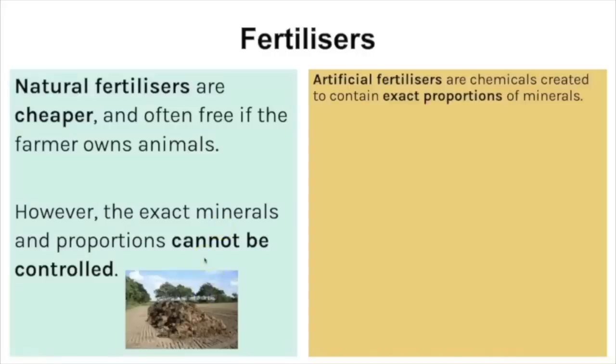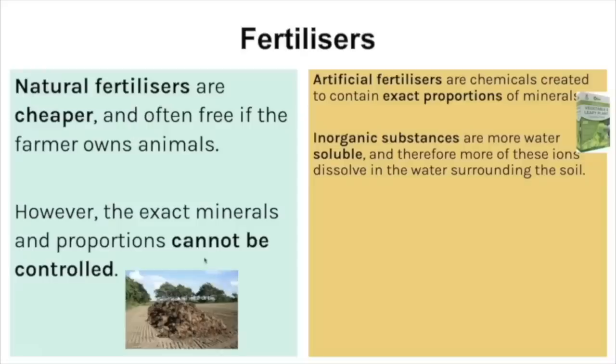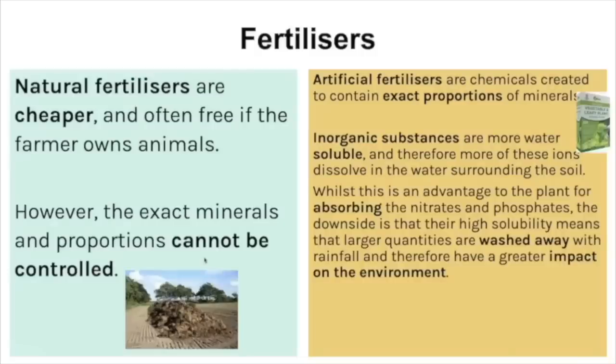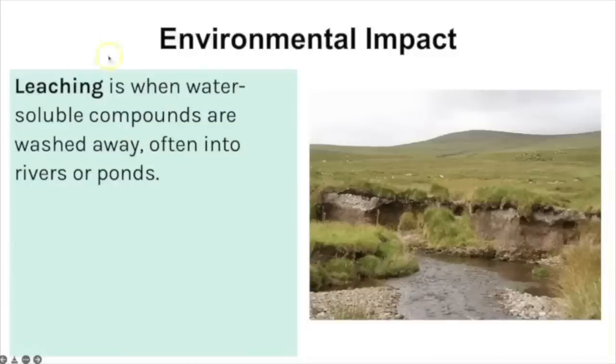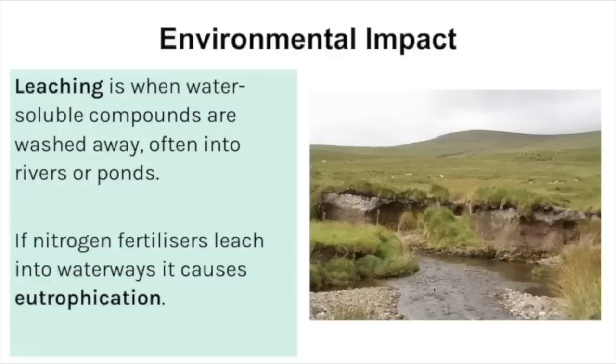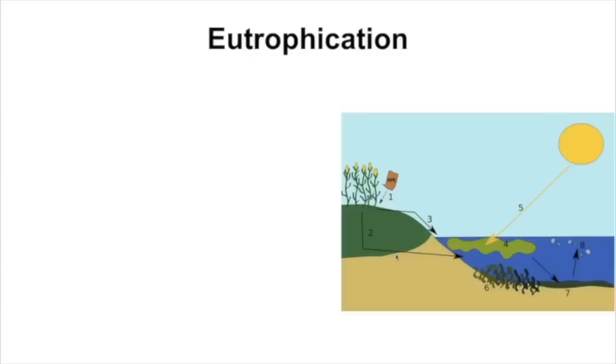Artificial fertilizers, because they are synthetically created, they are created to have the exact proportion of minerals that plants would require. However, the inorganic substances are very, very soluble, which has the downside of that they can dissolve in the rainwater and leach, which means they're washed away. So those soluble chemicals such as nitrate, phosphorus, dissolve in the water and then they leach, which means they run off from the rainwater into nearby water sources, such as rivers or ponds. If that nitrogen fertilizer leaches into waterways, it causes eutrophication.